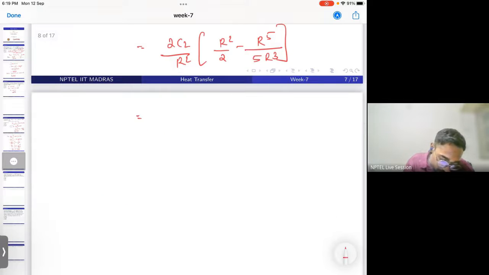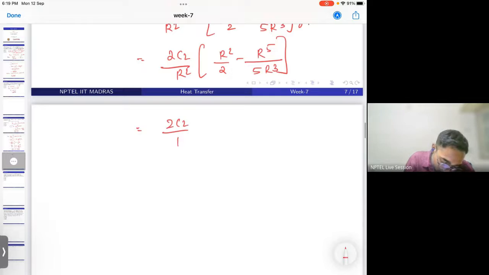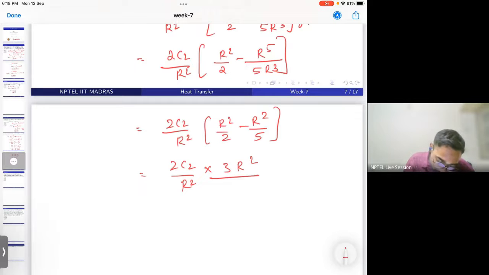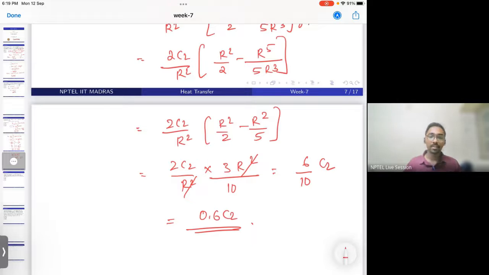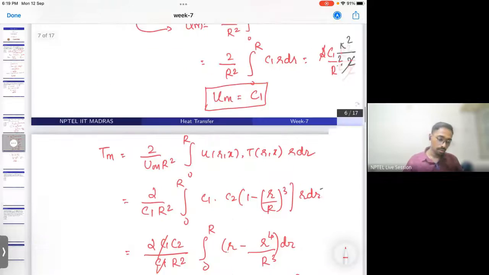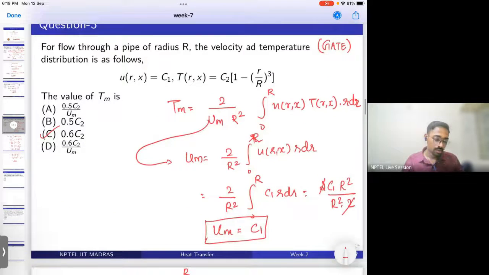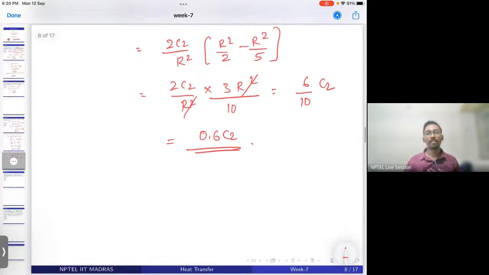So this becomes 2C2 divided by R square, R square by 2 minus R square by 5, which is 2C2 divided by R square into 3R square divided by 10. R square cancels. So it becomes 6 by 10 C2, or we can write 0.6 C2. So this is our answer. This is the expression for our mean temperature.